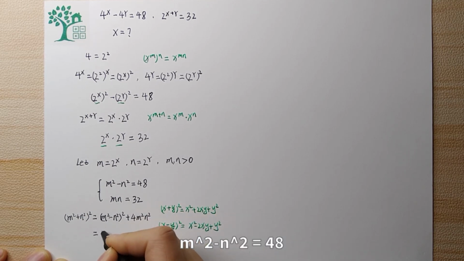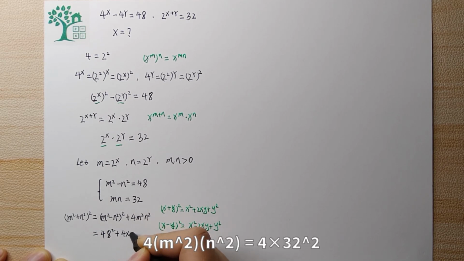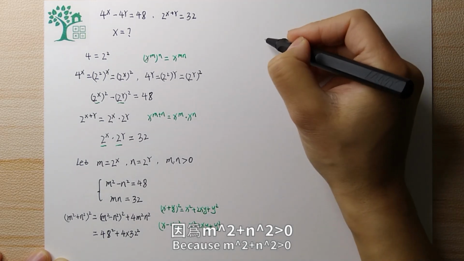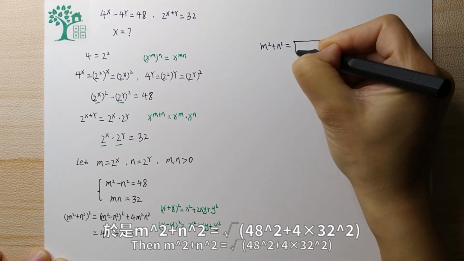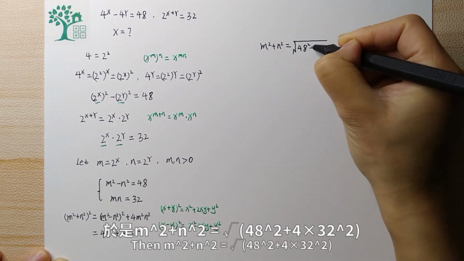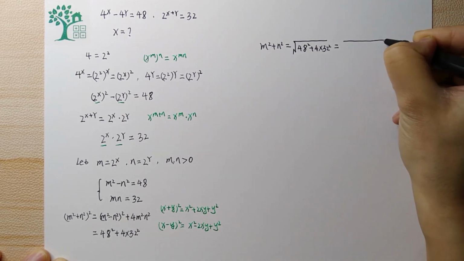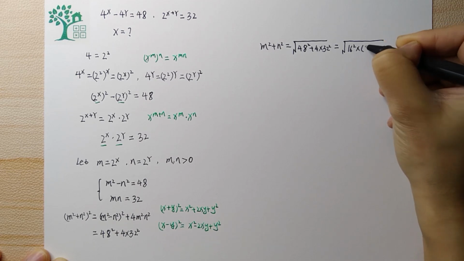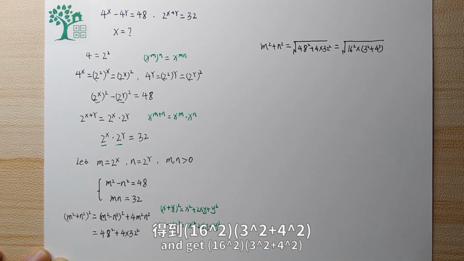M squared minus n squared equals 48. 4 times m squared n squared equals 4 times 32 squared. Because m squared plus n squared is greater than 0, then m squared plus n squared equals square root 48 squared plus 4 times 32 squared. We can extract 16 squared and get 16 squared times 3 squared plus 4 squared.